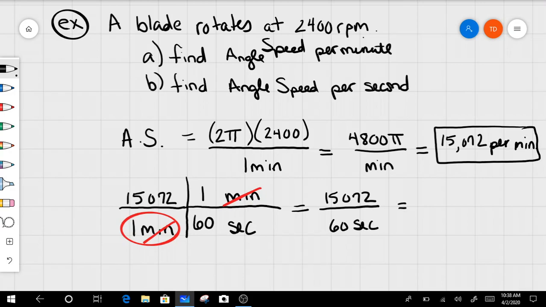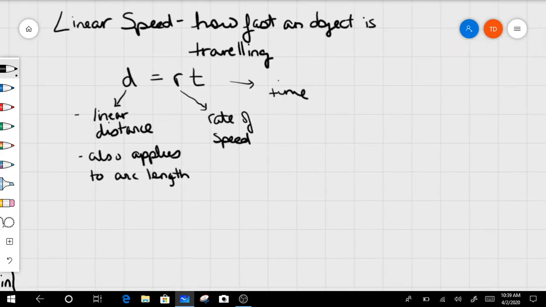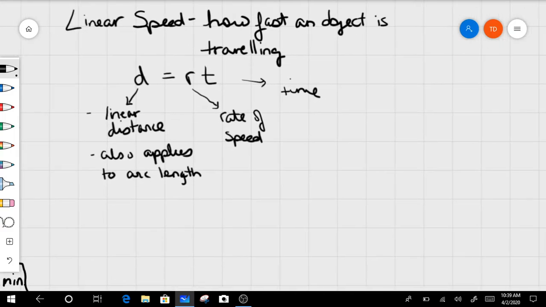And then when you put that in your calculator, you get 251.2 per second. There you go. That's angular speed. Let's talk a little bit about linear speed. Linear speed is how fast an object is traveling, and typically they're talking about a linear distance.